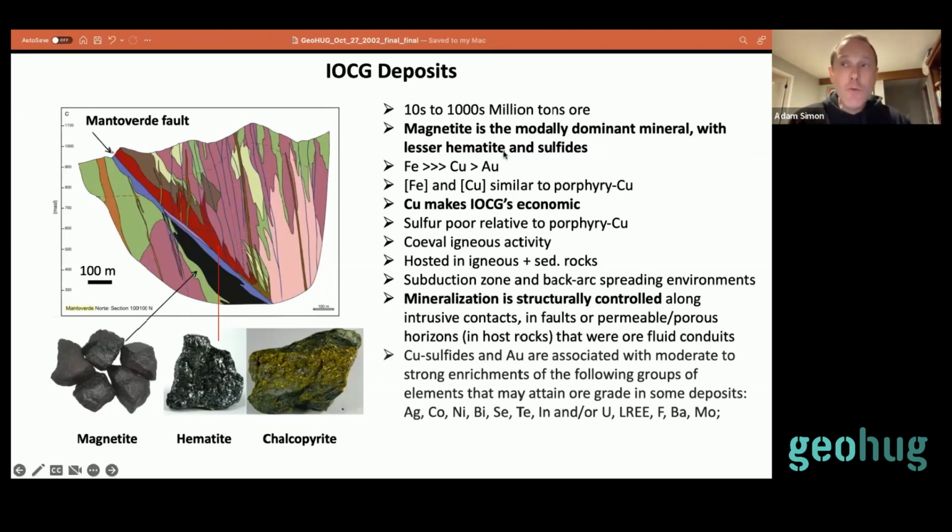IOCGs are almost everywhere that we've looked coeval with igneous activity, but IOCGs are commonly hosted in both igneous and sedimentary rocks that form the hanging wall and footwall in these systems. They form in subduction zone and back arc spreading environments. And again, I highlight here, mineralization is structurally controlled. And the last bullet point here is that these deposits are also commonly enriched in a large number of other elements: silver, cobalt, nickel, bismuth, selenium, tellurium, indium, uranium, light rare earths, fluorine, barium, molybdenum, that can attain ore grades in some of these deposits.